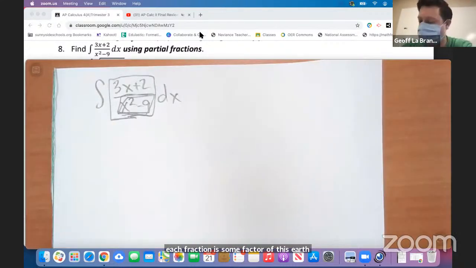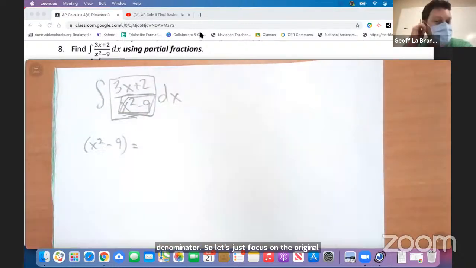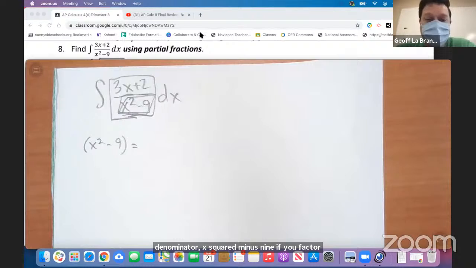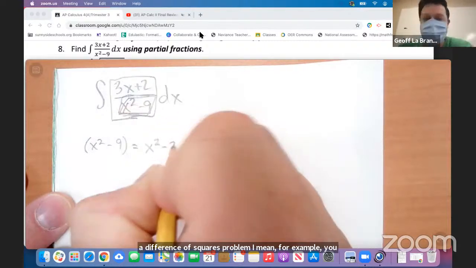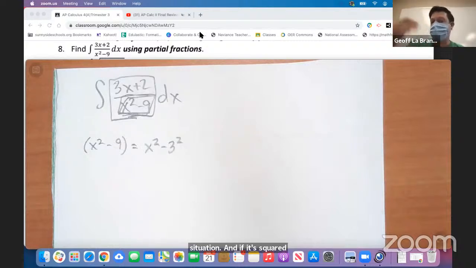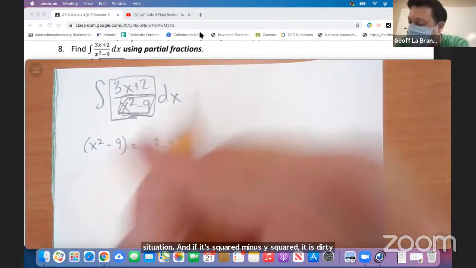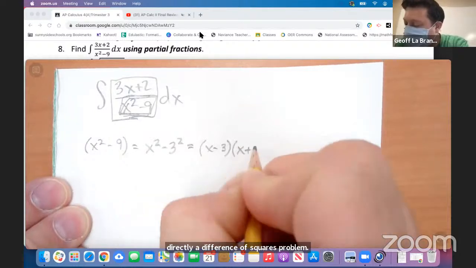So let's just focus on the original denominator, x squared minus 9. If you factor that, you may remember or recognize that this is a difference of squares problem. I mean, for example, you can go x squared minus 3 squared to have the same situation. And if it's squared minus squared, it is directly a difference of squares problem. So that would create x minus 3 and x plus 3.